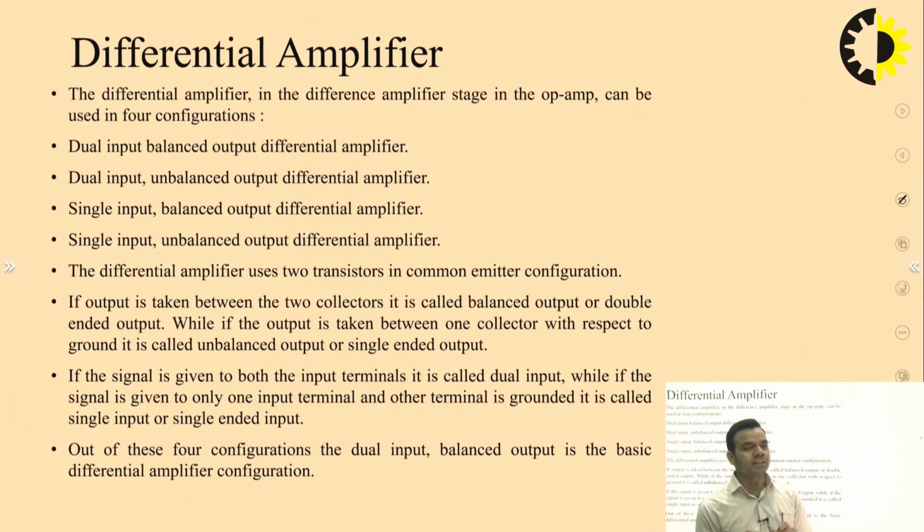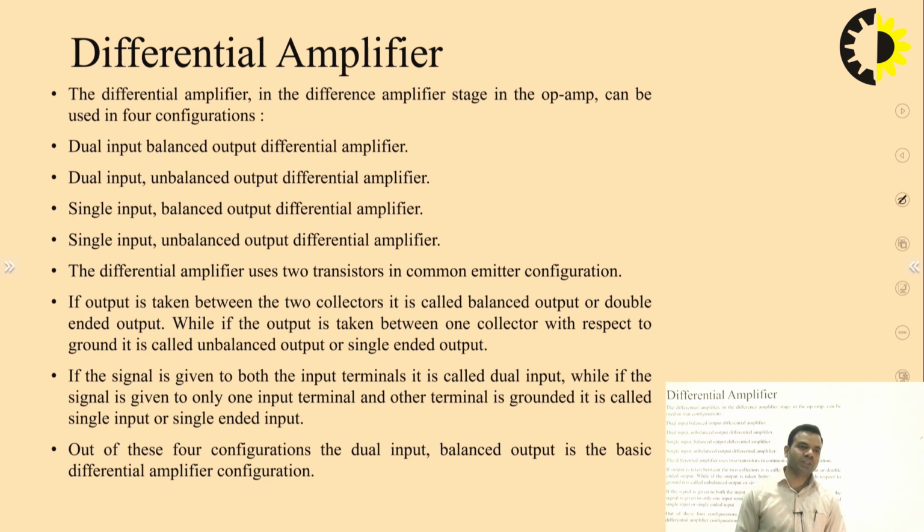Once the term differential input arrives, that means we need two devices. How can we get the difference? A difference can be obtained if we have two quantities. So, to have two inputs, two quantities, we should have two transistors. We can connect two transistors which can work as a differential amplifier.